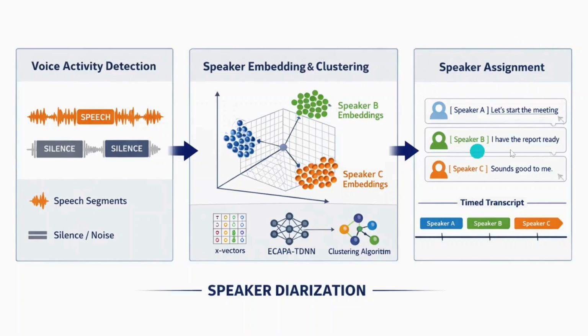And the third one is obviously the speaker assignment. Finally, the clustered speaker identities are aligned with the transcript timeline. Each speech segment receives a speaker label and a timestamp. The result is a structured transcript that indicates who spoke and when, enabling multi-speaker conversations.